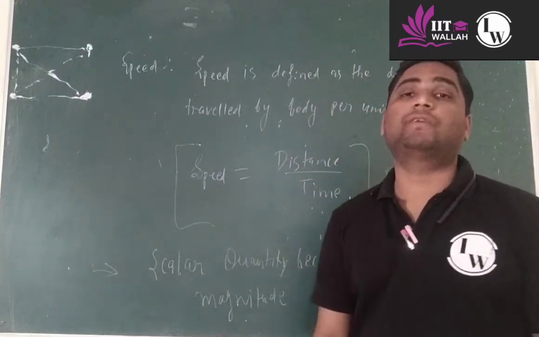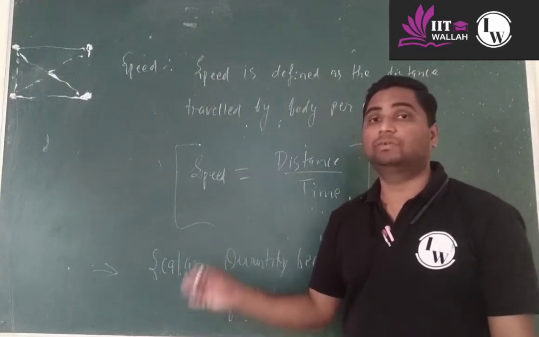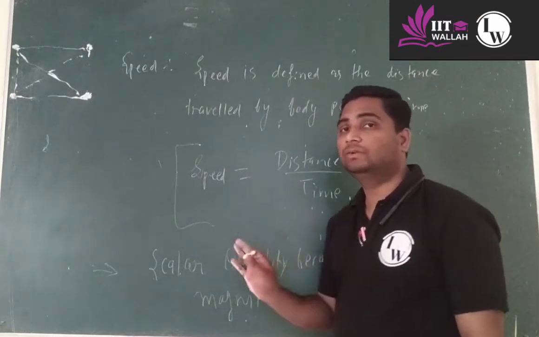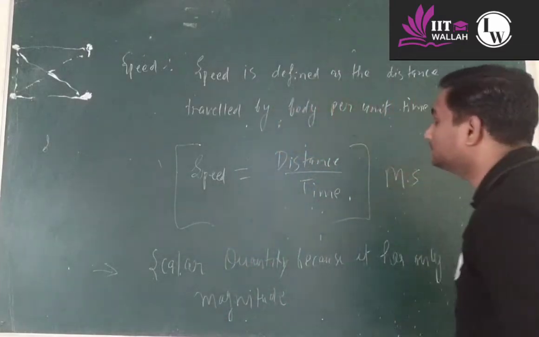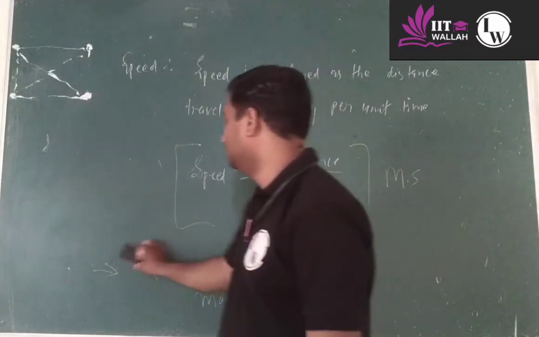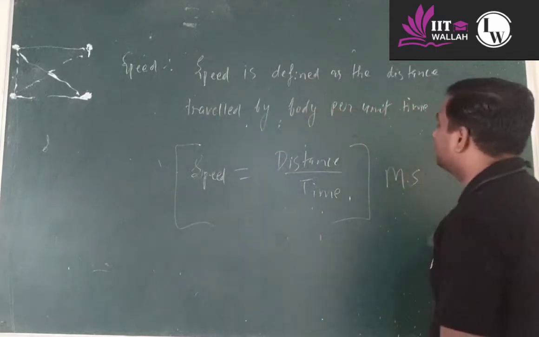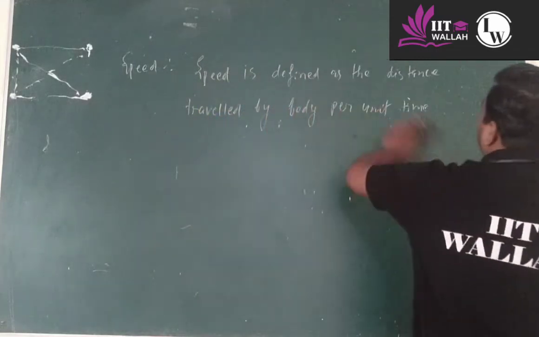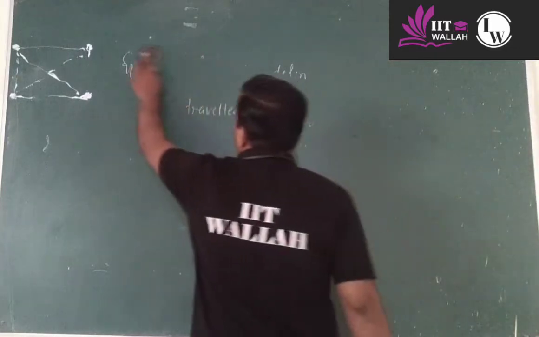Like 2, 4, 5, 6. Okay. It has no direction. So speed is a scalar quantity. Okay. Scalar quantity. Now you have to understand the velocity.